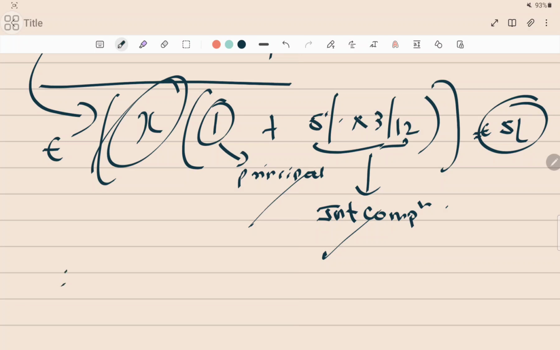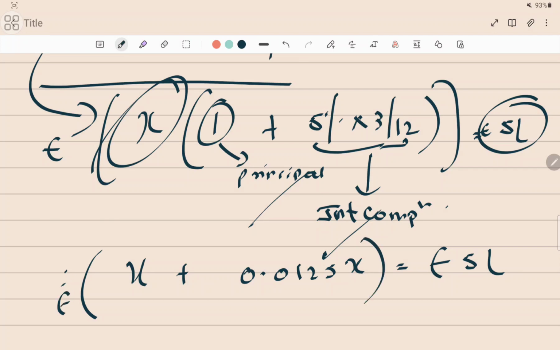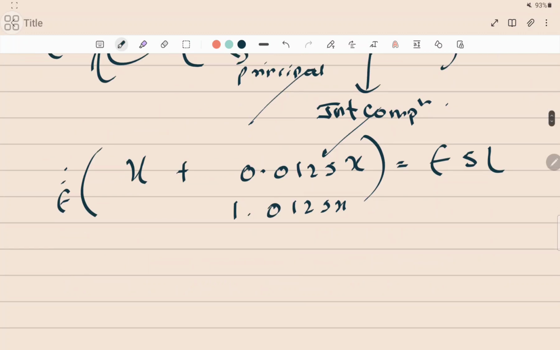So when you solve this, X plus 5% into 3 by 12, 5 upon 100 into 3 by 12, would give me 0.0125X. This whole thing will be equal to pounds 5 lakh. This is also pound. So when I divide, this will be nothing but 1.0125X is equal to pound 5 lakh.